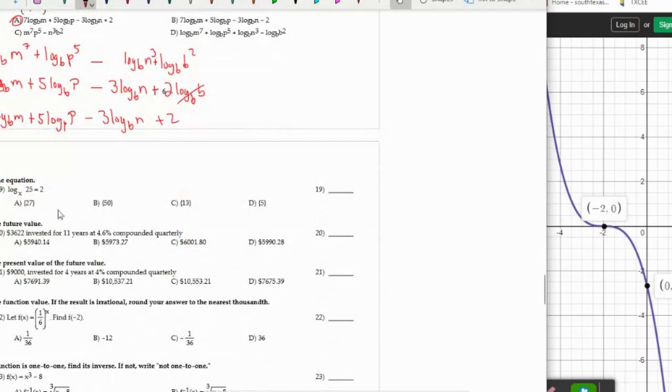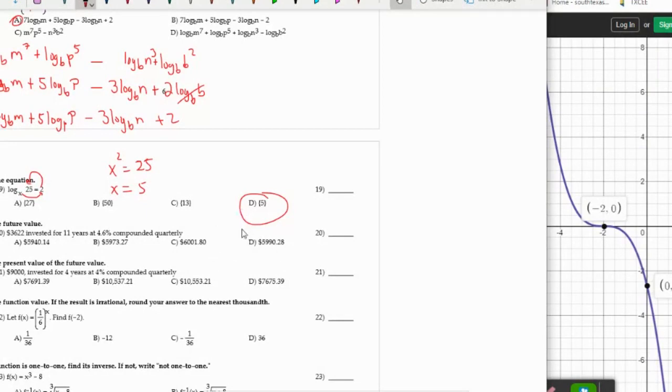Right here, again, if you guys remember the little cycle, go down under and then over, which would be x squared equals 25. Take the square root of both sides, and you get x equals 5.